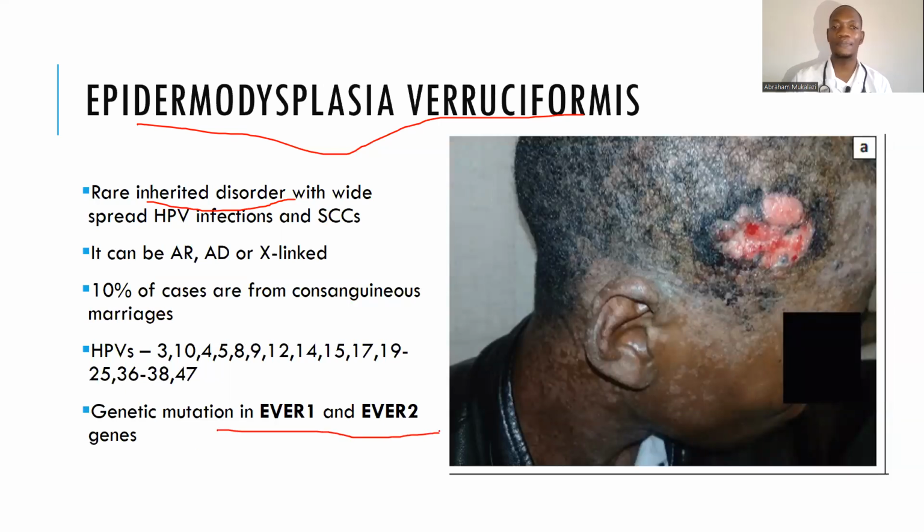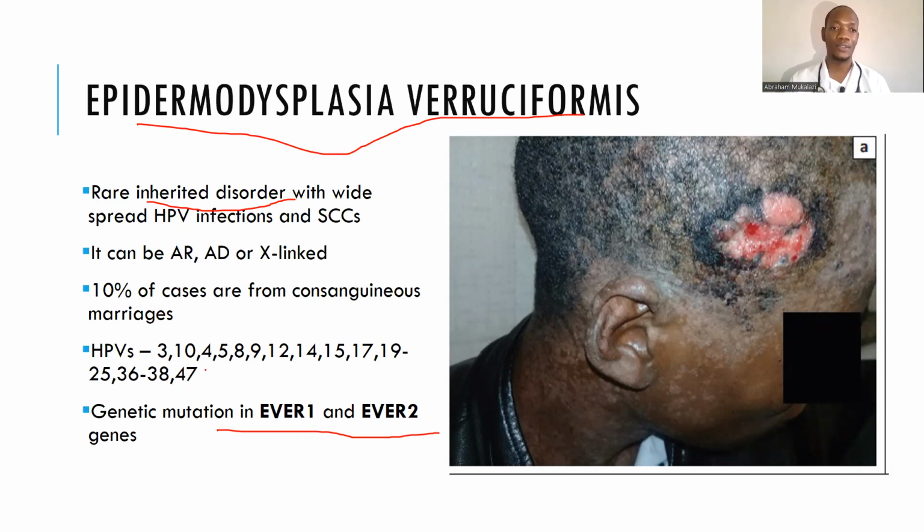However, the role of EVER genes 1 and 2 has not yet been fully shown, but patients with EV have been shown to have a mutation in this gene. Because of the mutation in this gene, these patients are not able to fight off the HPV infections. So most of them now get diffuse warts, and in some of them, it evolves to develop into squamous cell carcinomas.